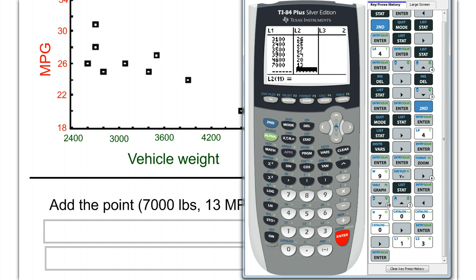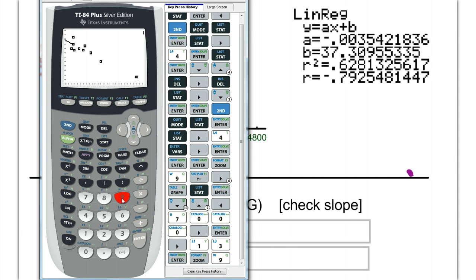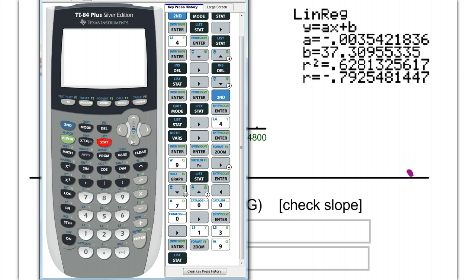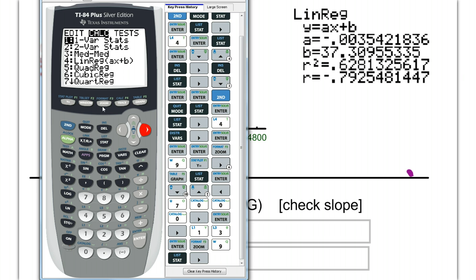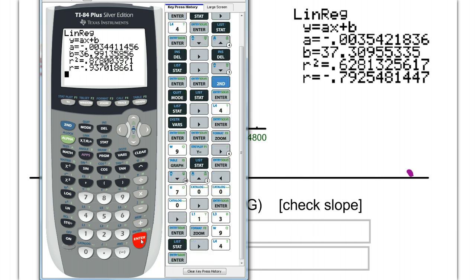And now that we have that new point, what I'd like to do is check the slope. I can even check the actual graph if I would like. I can do a zoom 9. Note that you might still have your old linear regression line in there. But you see this new point hanging way out there. But let's look at the details. Let's go to Stat, Calc, fourth one down, Linear Regression. Hit enter right away just to see the numbers.